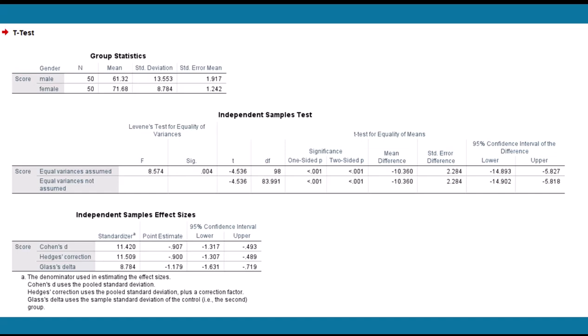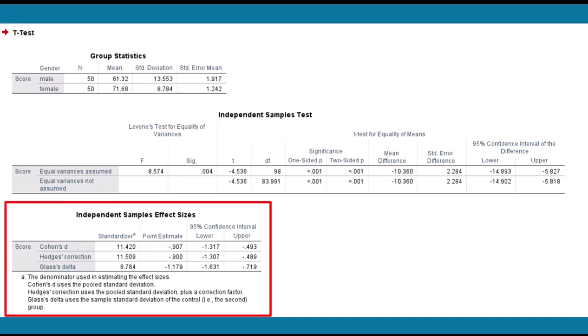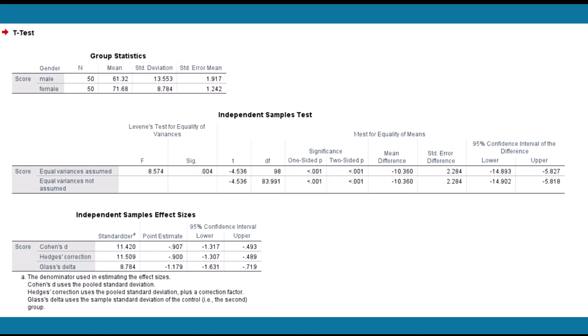Based on the analysis, we can reject the null hypothesis that the scores for men and women are the same. The third table, again, gives us the effect size, just like in the one-sample test. The value for Cohen's d is 0.907, which indicates a strong effect.